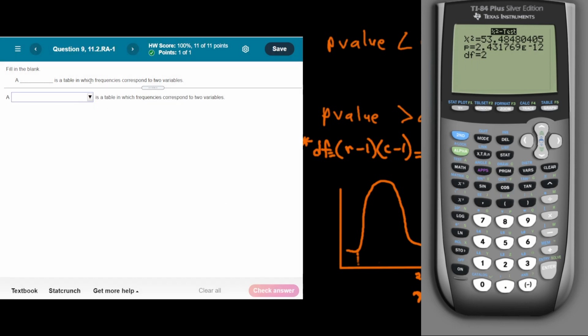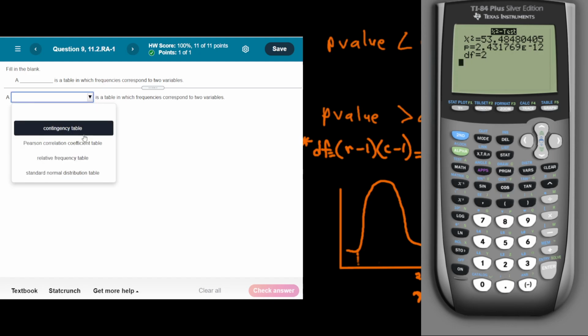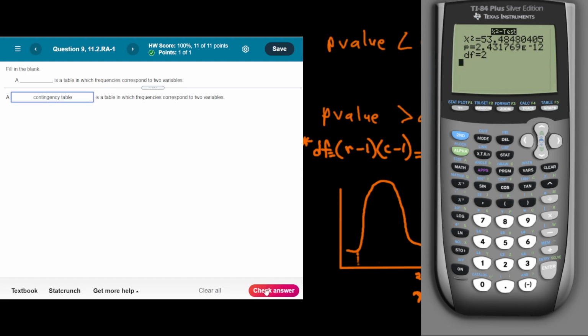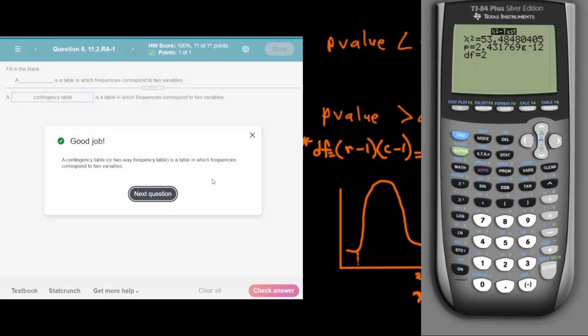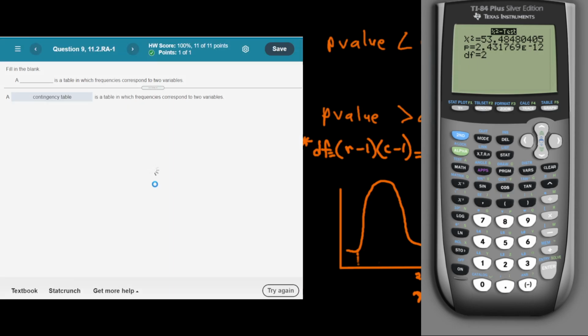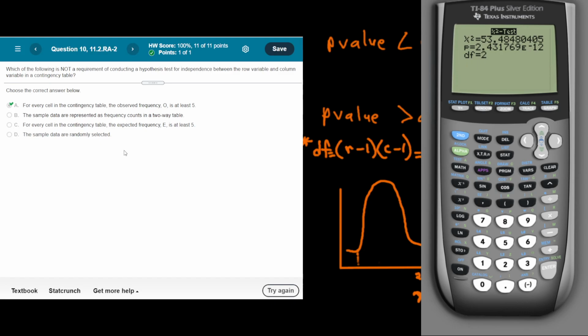A blank is a table in which frequencies correspond to 2 variables. Yeah, this is called a contingency table. That's what this whole chapter is named. So, a contingency table or a 2-way frequency table is a table in which frequencies correspond to 2 variables, like gender and weight or something like that. Anyway, memorize it.